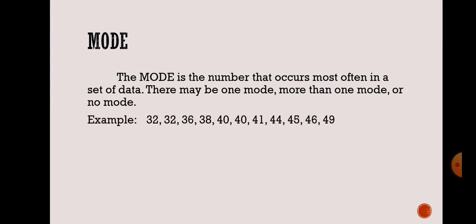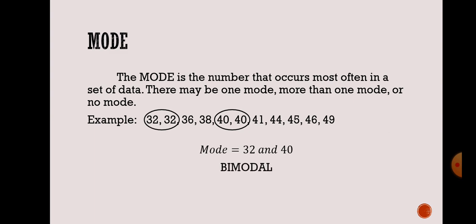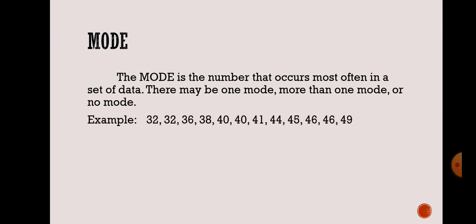What if we have this case? We have 32 and 40. Do we choose which one will be the mode, or can both be the mode? The mode here will be 32 and 40. We do not pick just one value to represent the mode. Therefore, we have 32 and 40. This is called bimodal, because we have two modes.